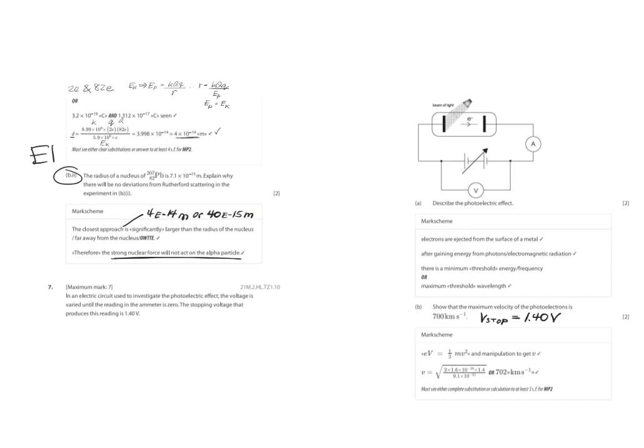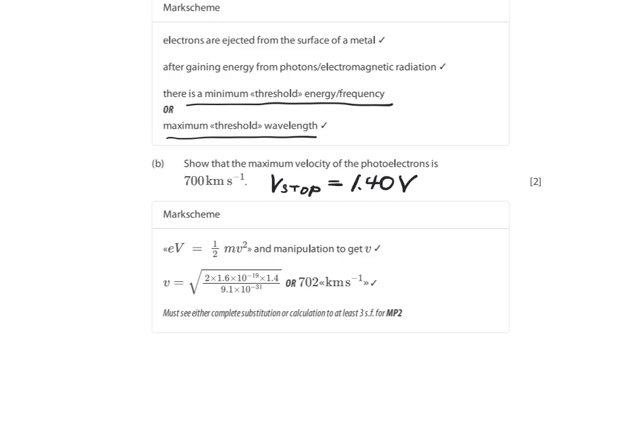So that's why it says there is a minimum threshold energy or frequency or maximum wavelength that you need in order to overcome the work function. And so 7b says the maximum velocity of the photoelectrons is 700 kilometers per second, and we know that the stopping voltage is 1.4 volts. So yeah, kinetic energy maximum is hf minus the work function, but it's also 1/2 mv squared, and it's also qV.